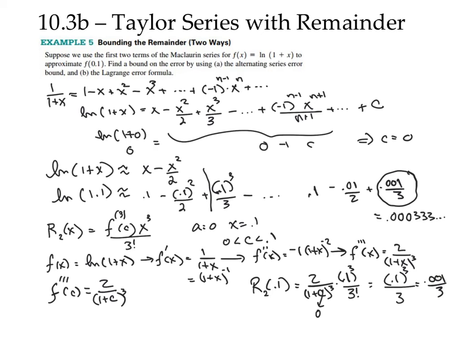So it's pretty interesting, but we got the exact same answer two different ways. One by using the alternating series error bound, and the second by using the Taylor series remainder formula. I know whenever I have a chance, I always use the first method because it's always easier.